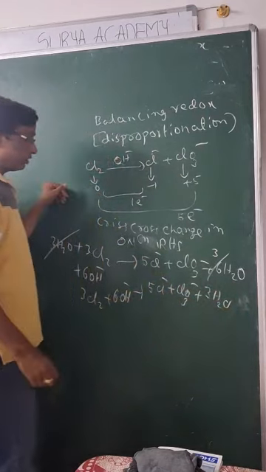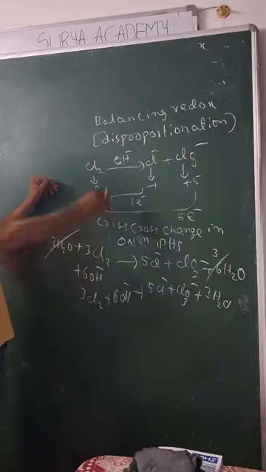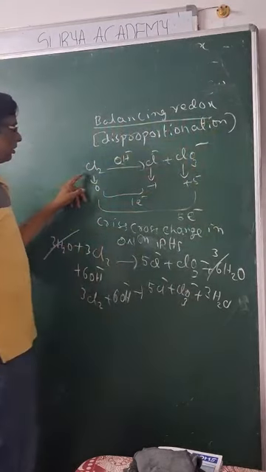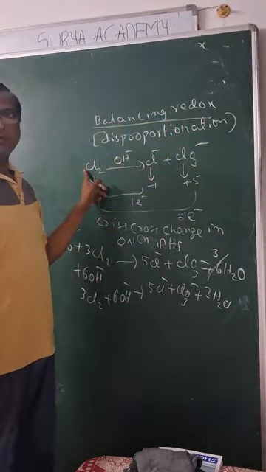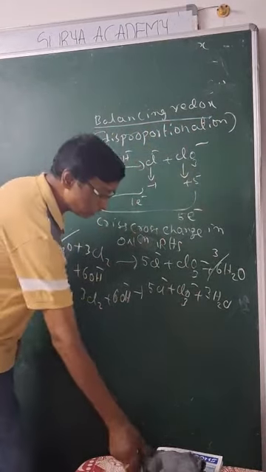It is a balanced equation. It is a disproportionation reaction, a special type of redox reaction, where the same element undergoes oxidation and reduction.